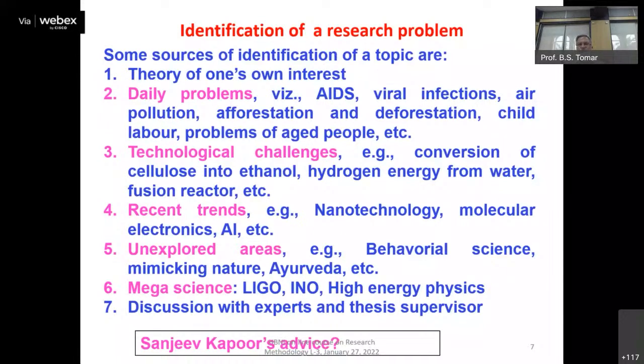Then, of course, the energy problem, hydrogen energy from water, splitting of water. A lot of work is already going on, but one can always find a better catalyst for a higher efficiency process. Then the fusion reactor, ITER: many countries are contributing to achieve the Lawson's criterion in ITER. So many countries are working on magnetic confinement of the plasma for a reasonably long time with a high plasma density. Then there could be recent trends, and these trends keep changing with time.